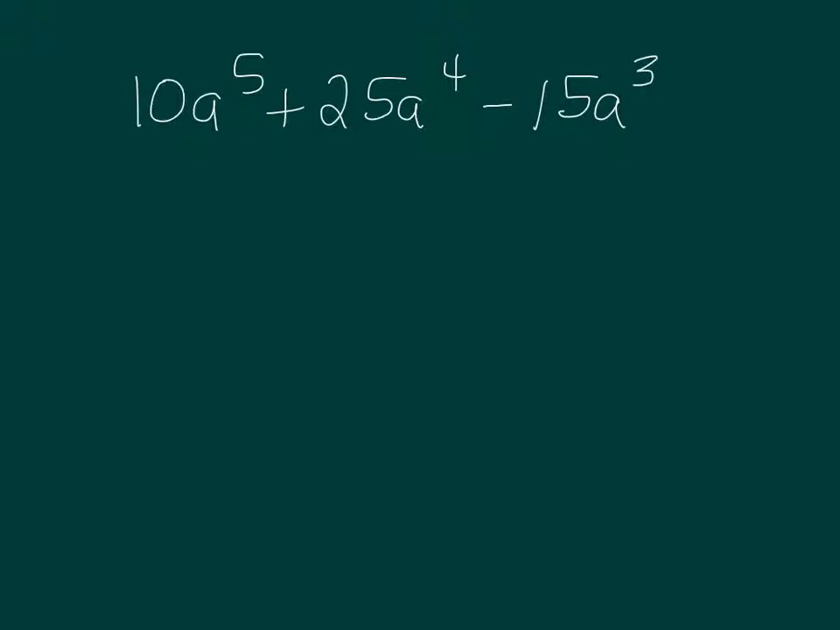Okay, let's look at this last one. What if I have 10a to the 5th plus 25a to the 4th minus 15a to the 3rd? All right, let's try this. The first thing I need to do is look for common factors. I notice that I have a's in each, and the lowest number of a's I have is a to the 3rd, so I can take a to the 3rd out.